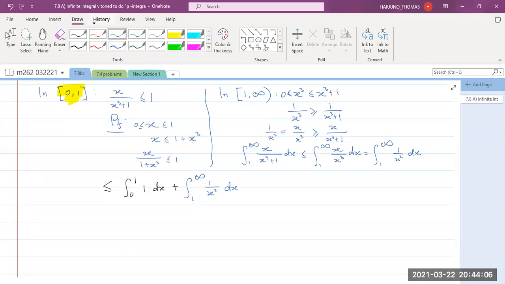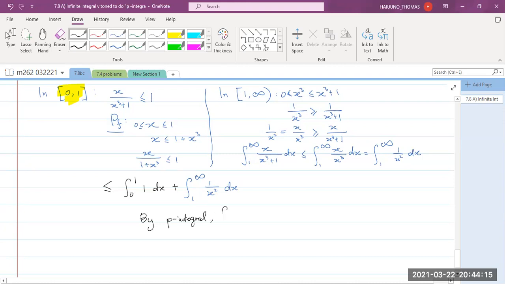Okay, now then you quote the p integral, that's why you need to memorize that. By the p integral, the integral from 1 to infinity of 1 over x squared dx is convergent. And can you tell what is the integral from 0 to 1 of 1 dx? What is that? All you need is that it's convergent.